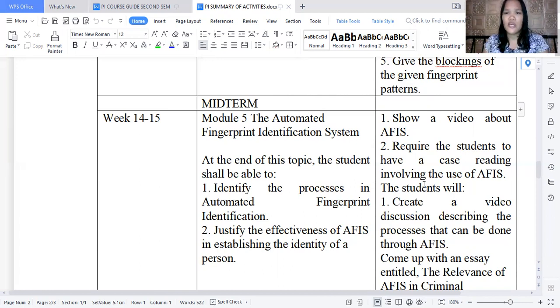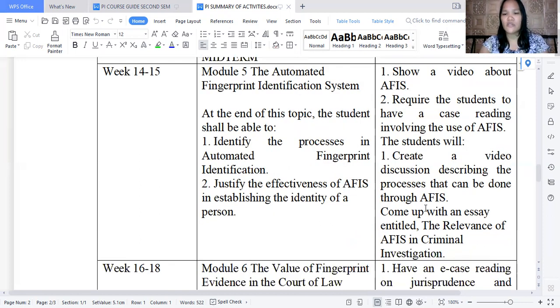Okay, number two, required students to have a case reading involving the use of AFIS. So what could then be the different cases wherein AFIS had been used? You will also be creating a video discussion describing the processes that can be done through AFIS. So what are the different processes in AFIS? You come up with an essay entitled The Relevance of AFIS in Criminal Investigation.